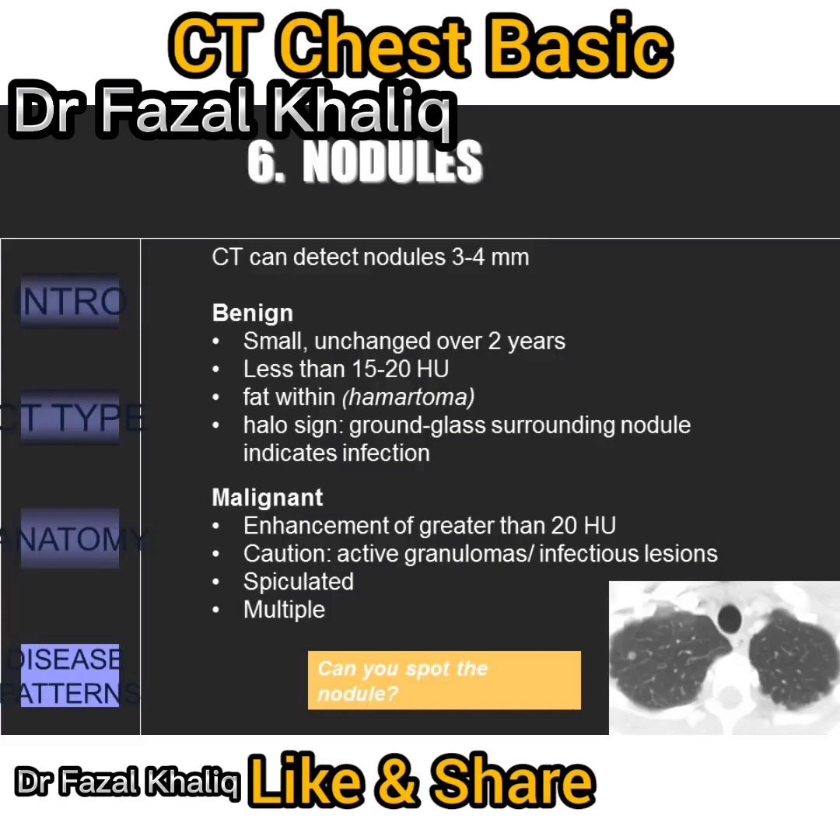Benign lesions of less than 15 Hounsfield units are more than 95% predictive for benignness. Seeing fat within the lesion or a halo sign is also a good sign that the lesion is benign. If it's smaller than 0.5 centimeters or has been stable on repetitive CTs for the past 2 years, these are all good signs. Malignant lesions, however, are multiple, have irregular or spiculated margins, show more contrast enhancement. Although, caution should be taken because active infectious lesions may also enhance. Can you spot the nodule?